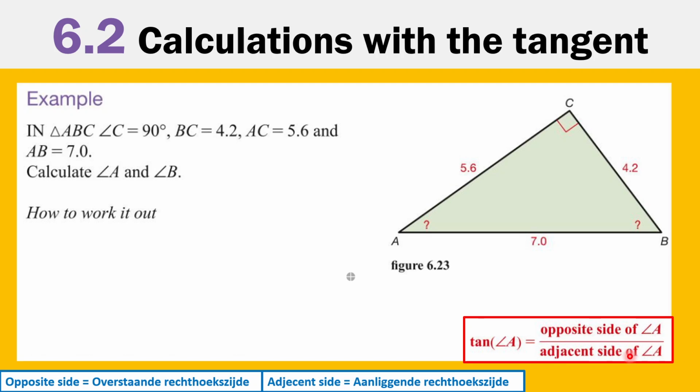Well, I shouldn't say numbers, but letters, and all the terminology changed into letters. So the tangent of angle A is the opposite side of angle A. Or what's the opposite side? That's this one, right? BC. Divided by the adjacent side. Be careful, the adjacent side is AC, not AB, because AB is the hypotenuse. So AC is the adjacent side. So we can now write down the tangent of angle A is 4.2 divided by 5.6.